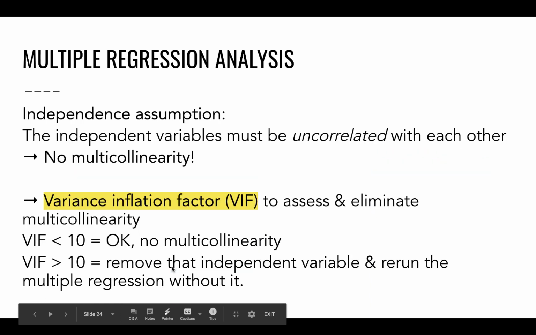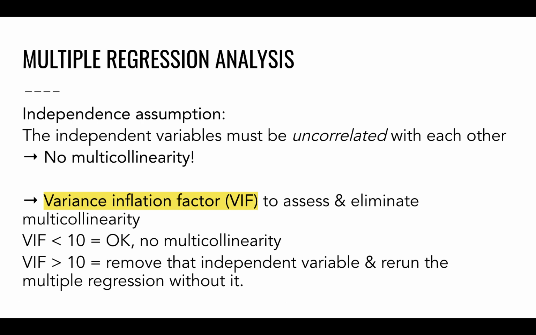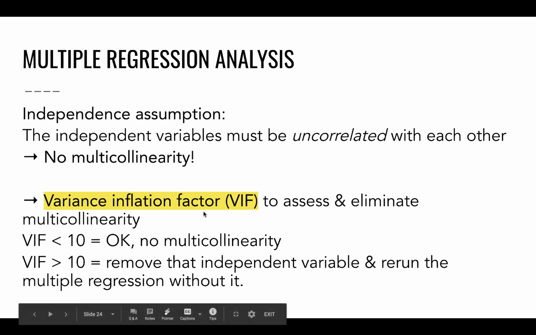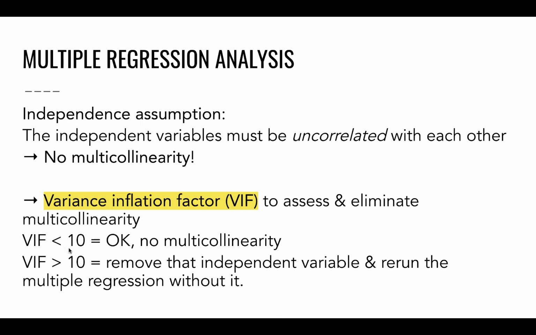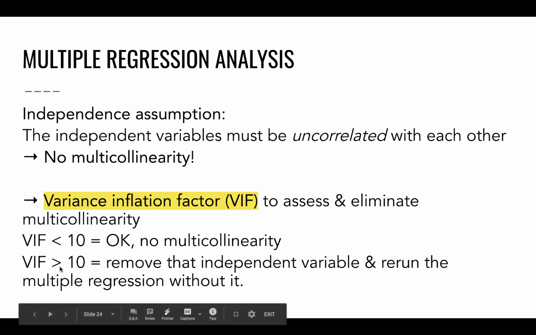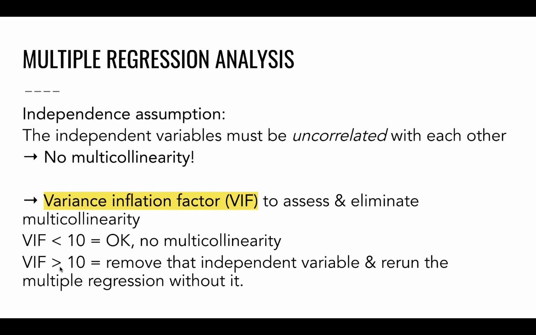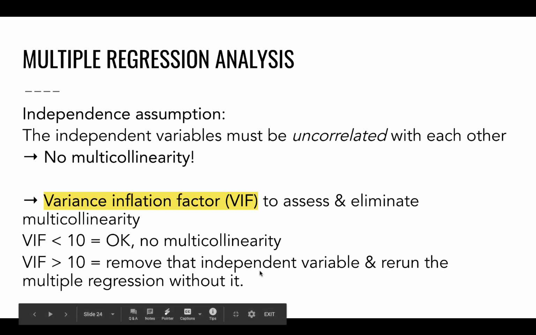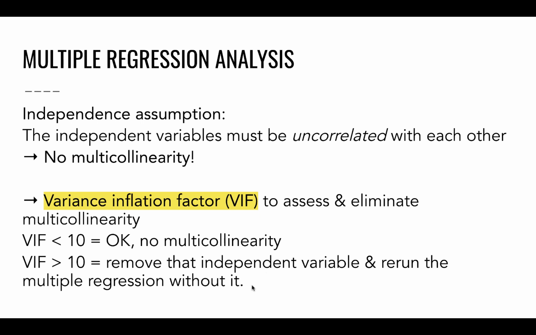And this is checked by means of a variance inflation factor. If your variance inflation factor, which is a number that will show up in SPSS in your output, is smaller than 10, then that's great, you have no multicollinearity. But if your variance inflation factor is larger than 10, then you have to remove that independent variable and rerun the regression model without that variable. So that means you did find multicollinearity.